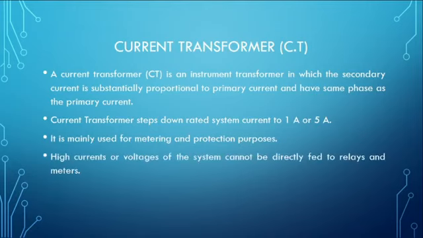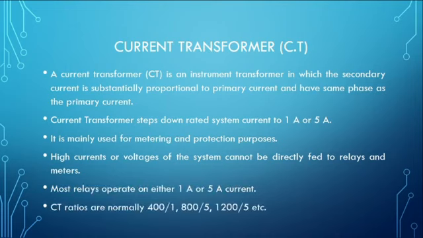High currents or voltages of the system cannot be directly fed to relays and meters. Most relays operate on either 1 ampere or 5 ampere current. CT ratios are normally 400 by 1, 800 by 5, 1200 by 5, etc. It means that if there is 400 ampere current on the primary side of CT, the output current on the secondary side of CT will be 1 ampere.